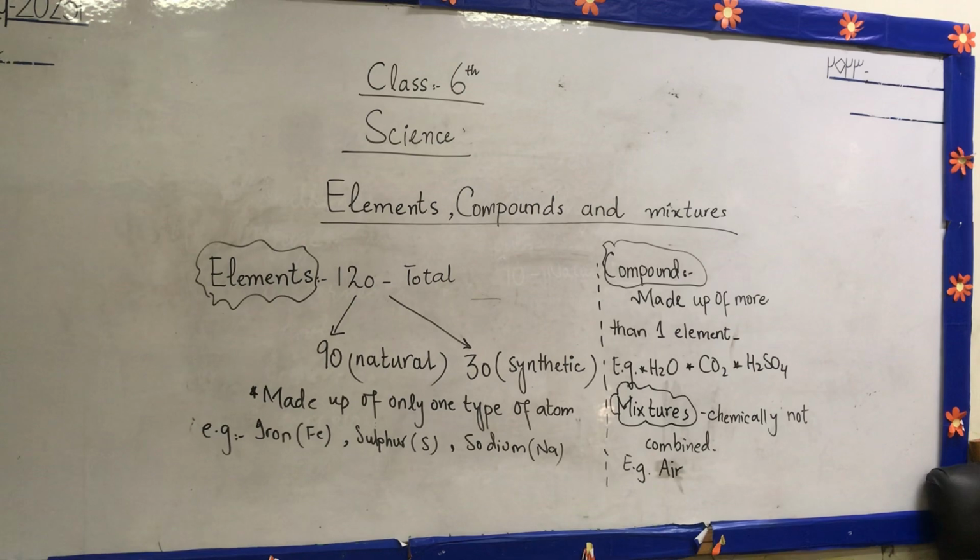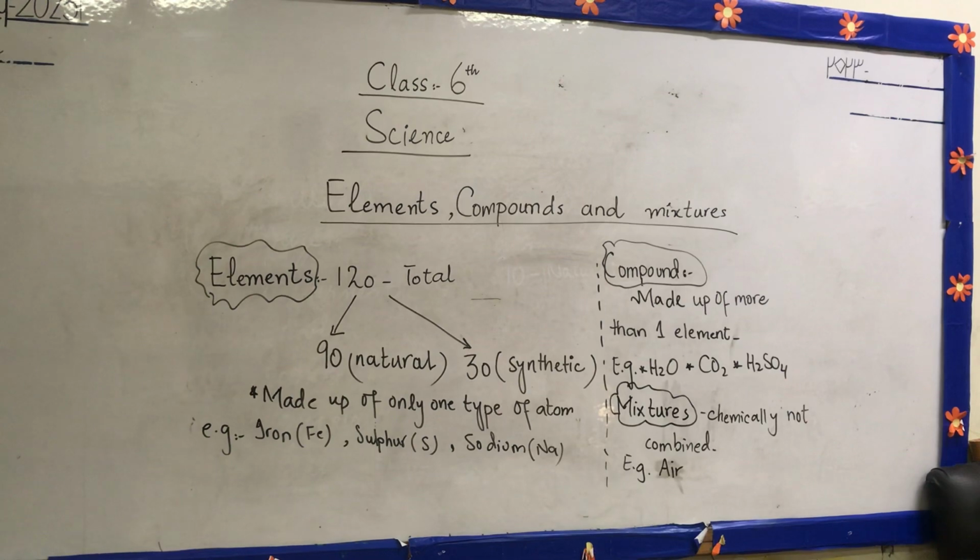We should compare both of these substances, compounds and mixtures. You cannot separate hydrogen and oxygen from water. If you separate them, this will no longer be called water. So compounds are always chemically combined. Keep that in mind. Compounds are always chemically combined. Mixtures, opposite to this, are not chemically combined. You can easily separate a mixture if you want.